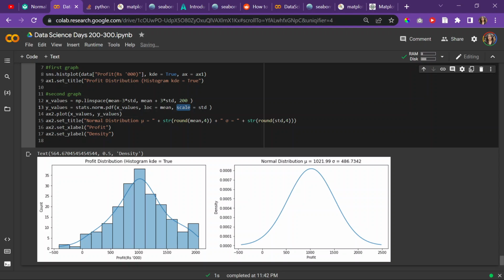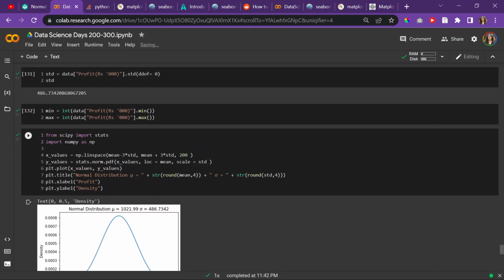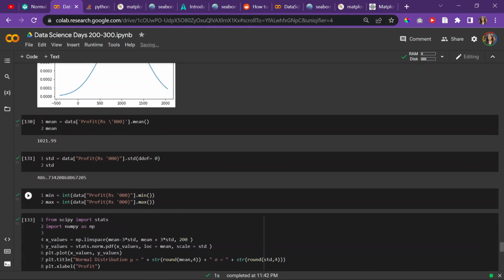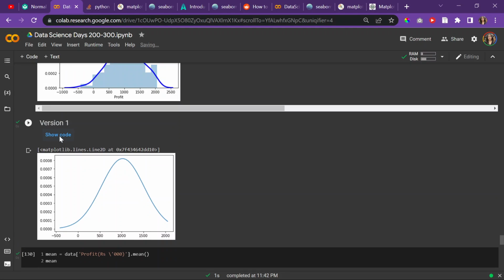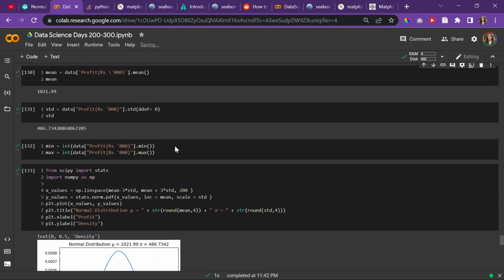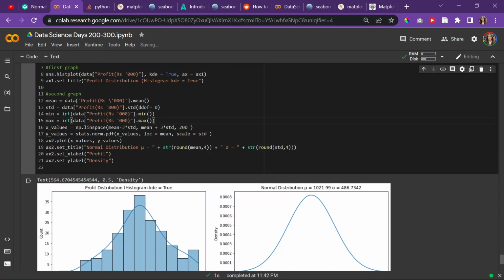So now that I think of it, where is my mean and standard deviation? What if I just wanted to run this? Let me show code over here. Let me get all of this. Okay. All right.